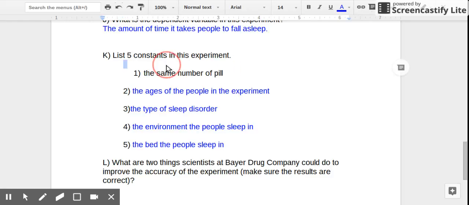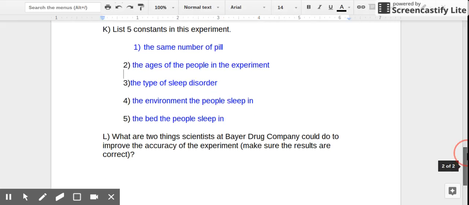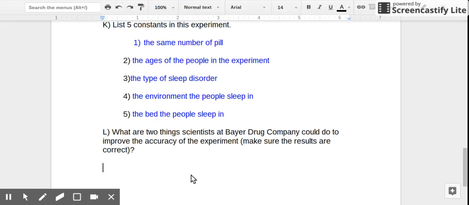Okay, and you can come up with, and it doesn't have to be these examples, but basically anything that could affect people's sleep other than whether they get a sleeping pill or not is something that you'd want to control and think about in your experiment. So what are two things that the scientists at Bayer Drug Company could do to improve the accuracy of the experiment? So anytime you want to improve an experiment, there's 2 ways that you can do that. You can add more test subjects to it. So if we're only testing on 10 people, it's not going to be as good as if we're testing on 100. And the last thing is you can repeat the experiment.